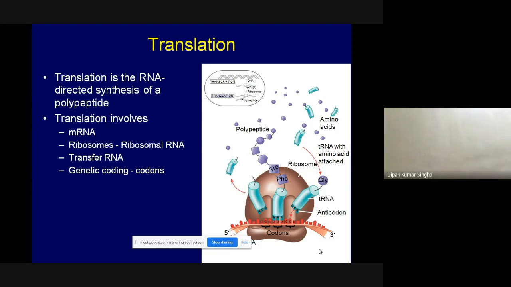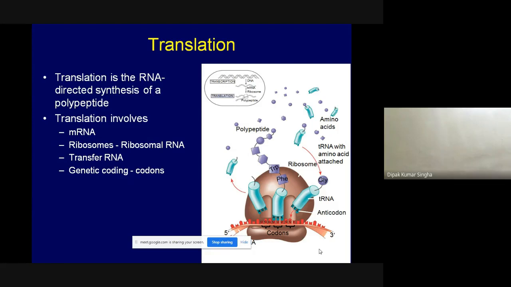Generally there are three procedures: initiation, elongation, and termination. How will it be formed? It will be formed in the ribosome, in prokaryotes as well as eukaryotes. Each ribosome has two subunits, one small and another large. In prokaryotes it is the 70S ribosome, where the large subunit is 50S and the small subunit is 30S.